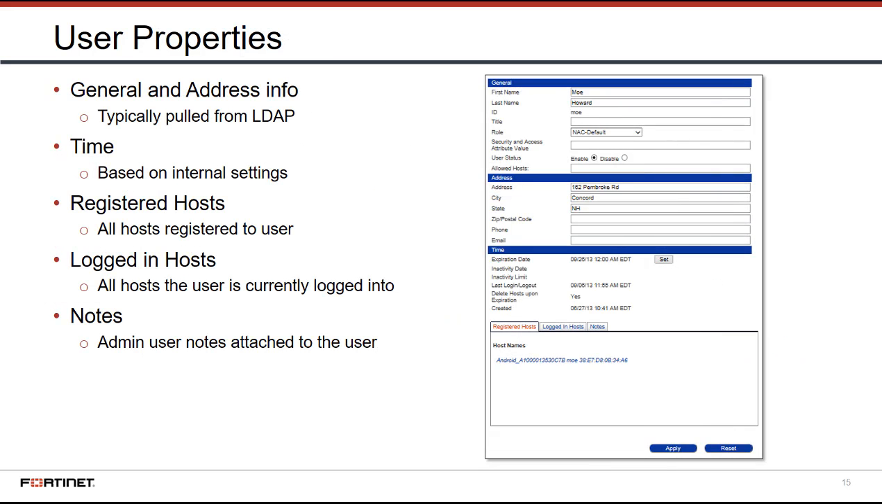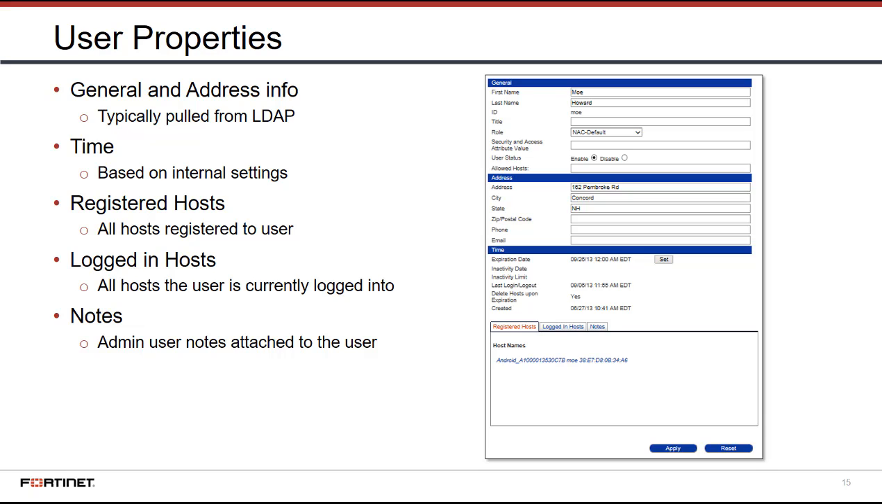So here are our user properties. You'll see up at the top on the right we have a general area, which is general information about the user, their first name, their last name, their user ID. A lot of information pulled in, probably from Active Directory or LDAP. There's a role assignment if there has been one assigned. Security access attribute values can be placed there.